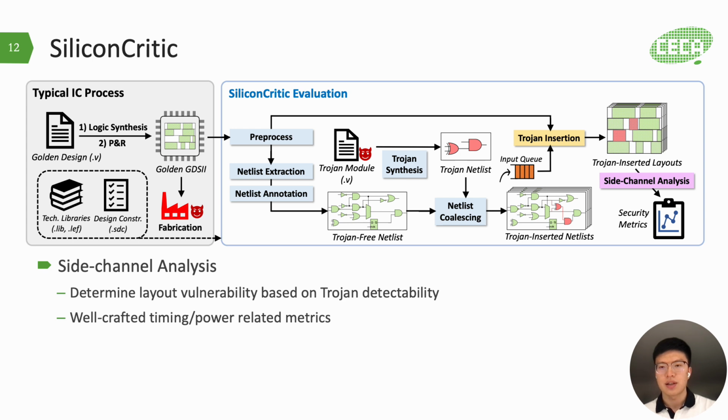The last phase is side channel analysis. We determine the layout vulnerability based on Trojan detectability, which can be quantified as the variations of some timing or power-related metrics after Trojan insertion.